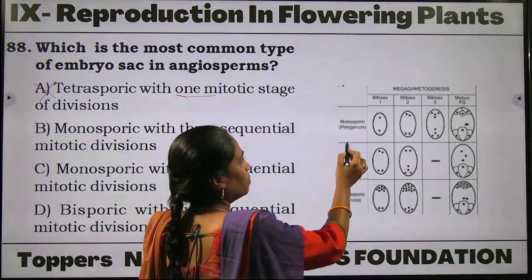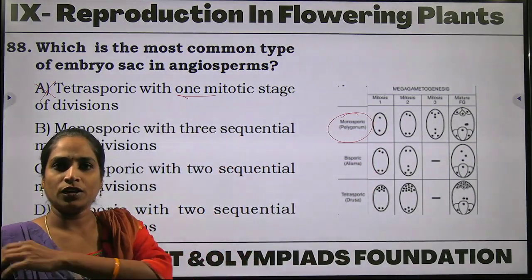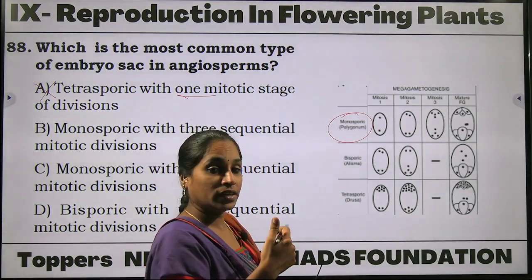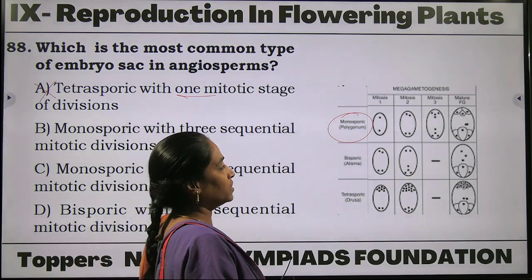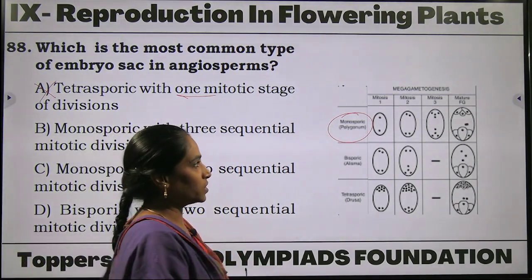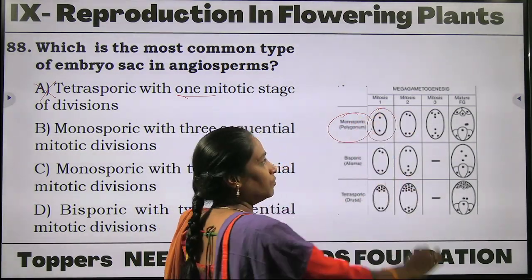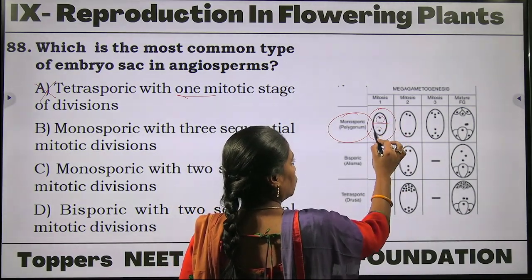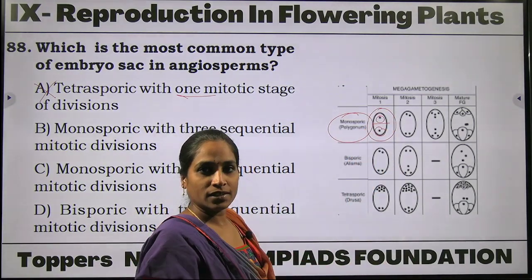Okay, so here the monosporic polygonum embryo sac. The megaspore mother cell will be dividing meiotically and forms the megaspore, a single megaspore. So that will be dividing first of all, and then we can observe two nuclei will be formed, one nucleus and the second nucleus in the first mitotic cell division.